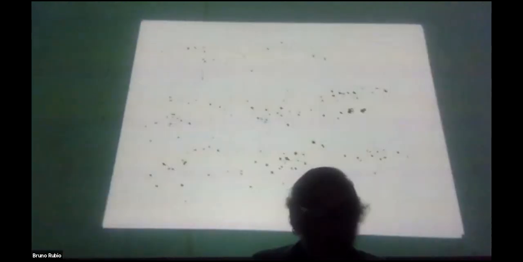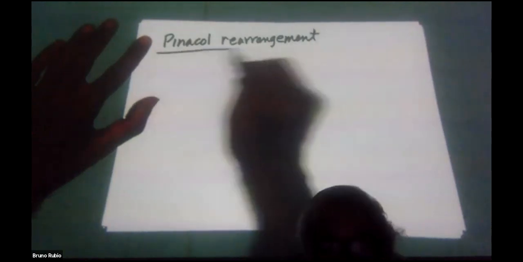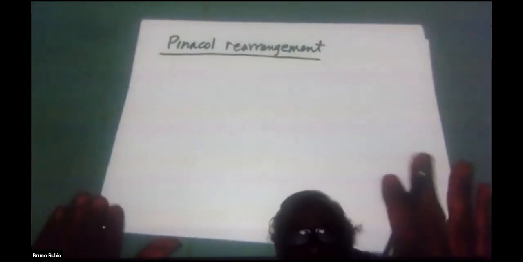But now there will be a wrinkle. Now there's going to be a wrinkle. Let's talk about a special kind of alcohol dehydration that involves a carbocation rearrangement. And this is called the pinacol rearrangement. It's just another flavor of alcohol dehydration.